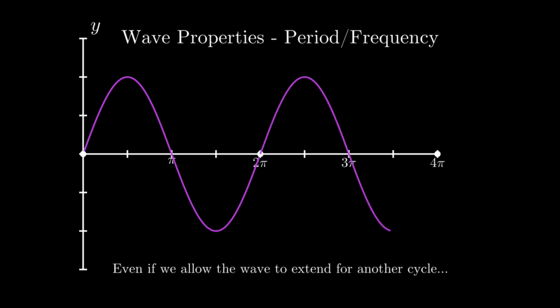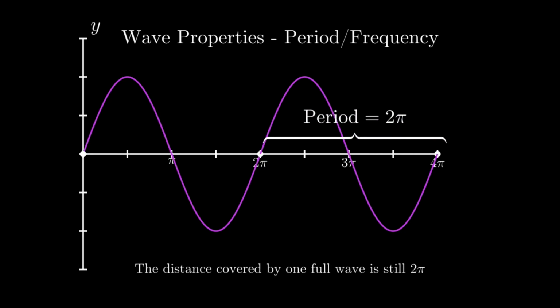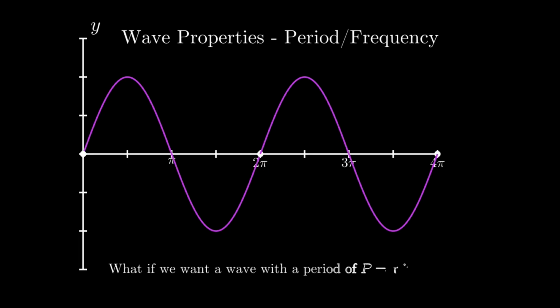Even observing multiple cycles of this wave, if we don't adjust its frequency, it will still take a total distance, or really time, of 2 pi radians to complete one full wave. But what if we don't want that 2 pi period? If we look to change the period of our waveform, we bump into a slight issue at first.